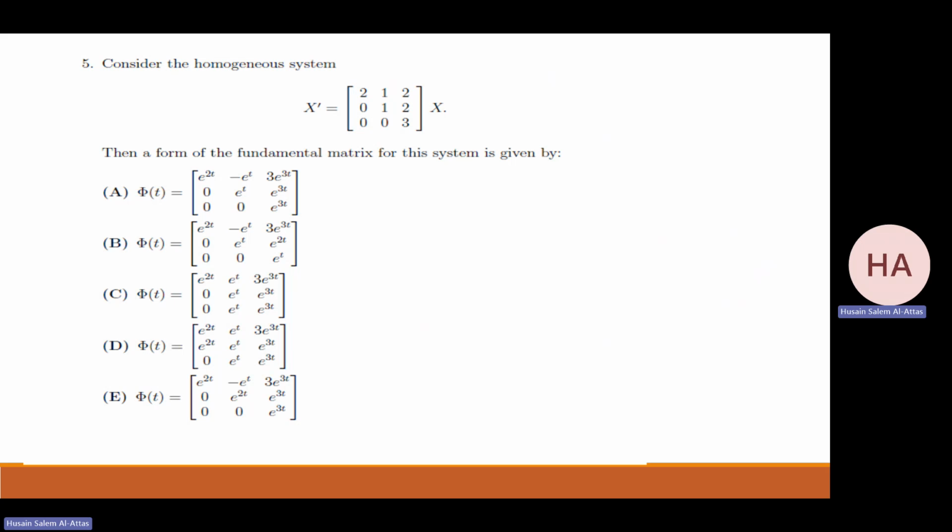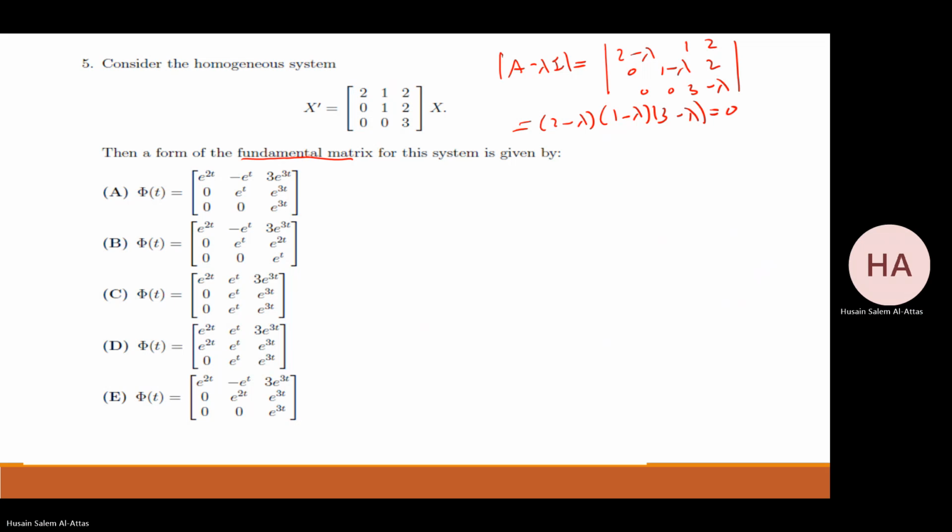What you want is the fundamental matrix. So it means I need to solve this. Yeah. So A minus lambda I, that will be what? [2 minus lambda, 1, 2; 0, 1 minus lambda, 2; 0, 0, 3 minus lambda]. So very clear, that will be 2 minus lambda, 1 minus lambda, 3 minus lambda. So lambda is 1, 2, 3.